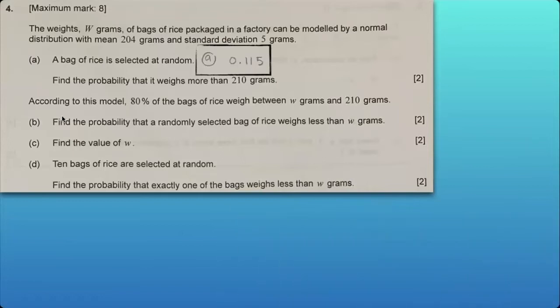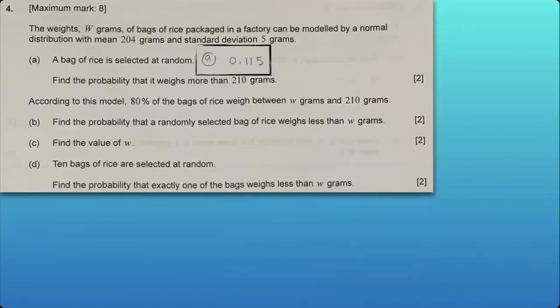Next question. According to this model, 80% of the bags of rice weigh between W grams, lowercase w, and 210 grams. Find the probability that a randomly selected bag of rice weighs less than W grams.